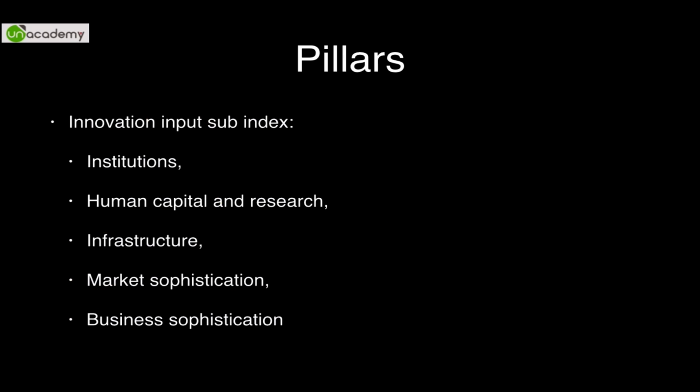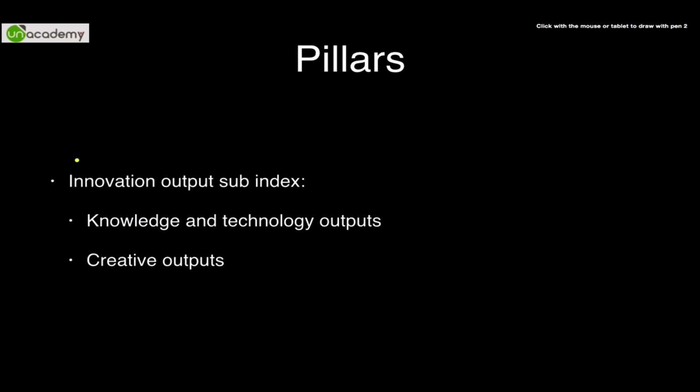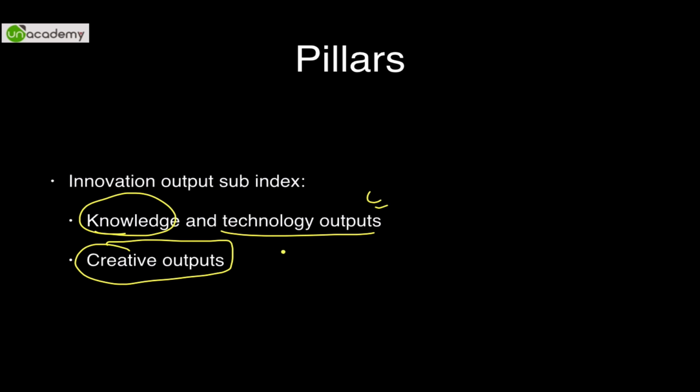Now let's move to output. So in output, as you all know, we will deal with knowledge and technology outputs, and also the creative outputs. So these are the two outputs which we include in GII calculation.